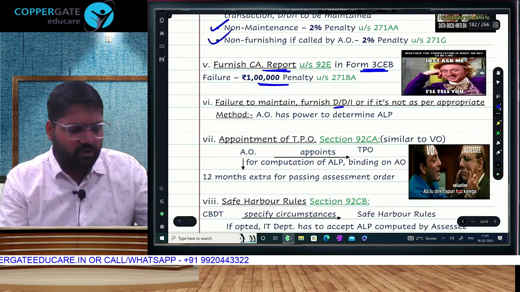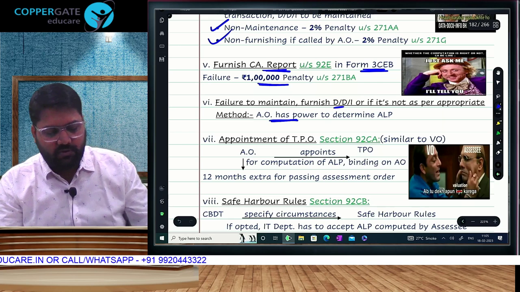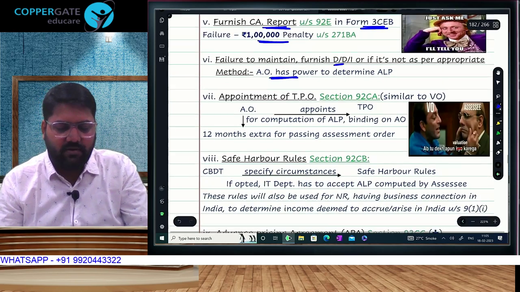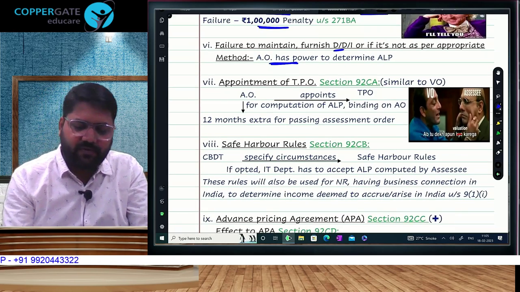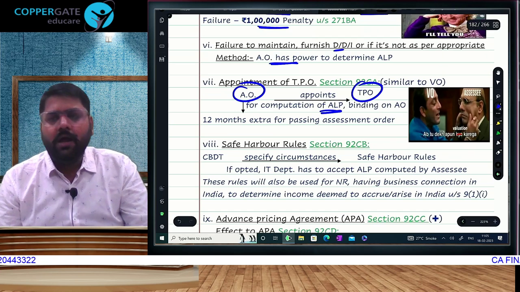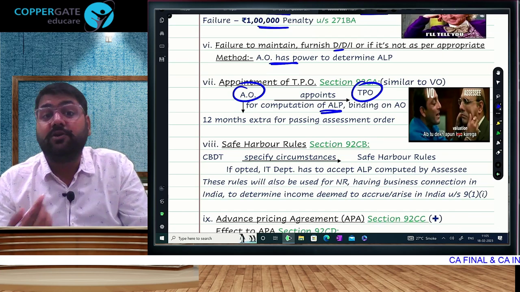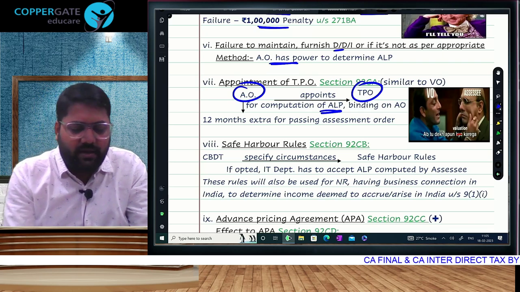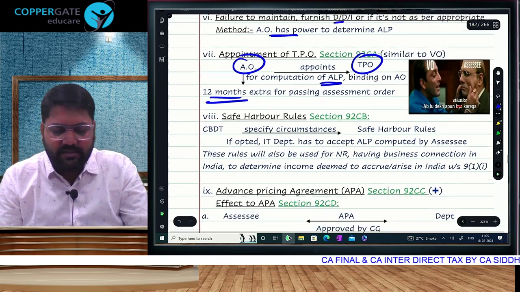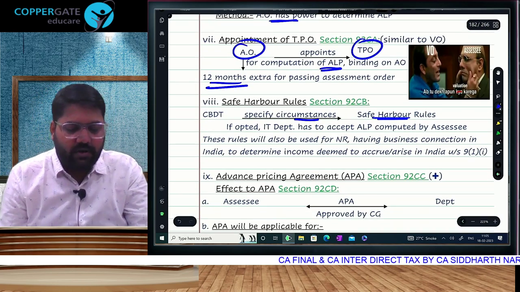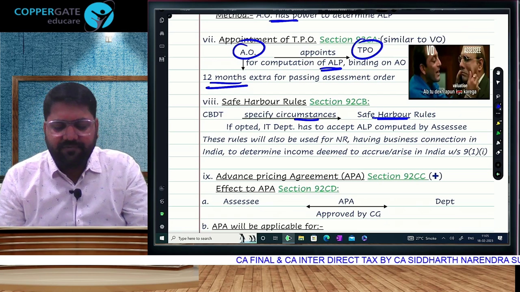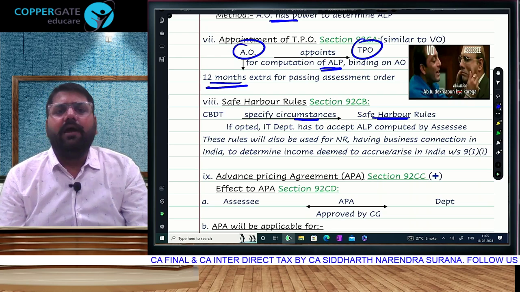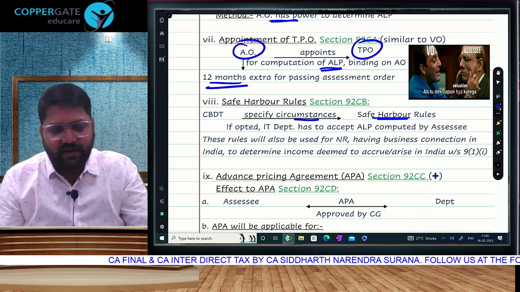If you don't maintain data, documents, information, then the assessing officer will have the power to compute your arm's length price. For the purpose of computation of arm's length price, the assessing officer can appoint a transfer pricing officer. This is similar to appointment of a valuation officer for valuation purposes. So for ALP computation, the AO can appoint the TPO, and here he will get 12 months extra for passing the assessment order. In certain cases, you can opt for safe harbor rules where you declare a certain percentage on your expenses as your net profit, net margin, and that will be accepted without any litigation fight with the assessee.